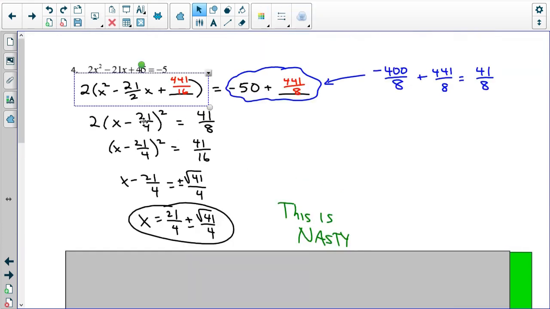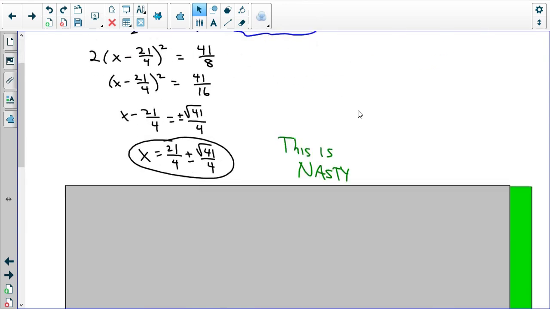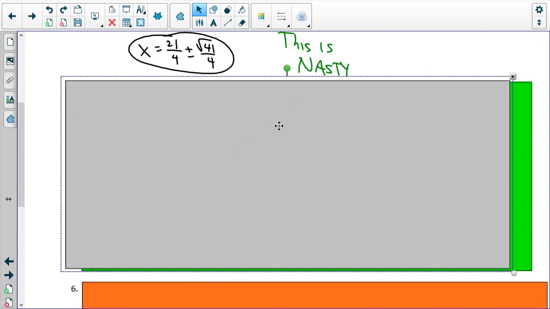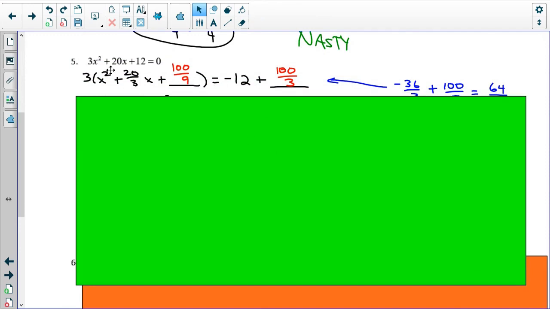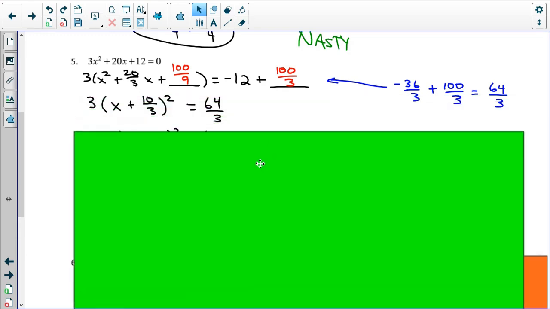So if I end up with this 21 over 2 or something where the b value divided by a is not nice, or even if the b value divided by the a value is not even, it ends up with fractions all over the place. And so we have to be careful when we're doing these. Number 5, this is the same deal. I end up with 20 over 3 when I factor out the 3 from the first two terms. This is not a nice situation, and I'm going to have fractions everywhere.